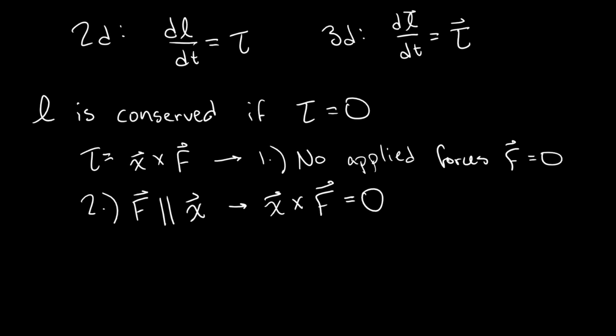So we see that the conservation of angular momentum is in a sense less restrictive than the conservation of standard or linear momentum, what we called p. And if we remember, we had dp dt is equal to the force. So the only case where p is conserved is if the force is equal to 0.